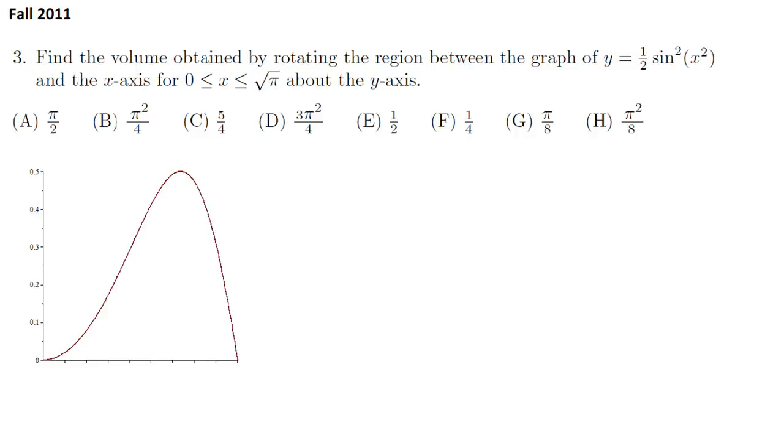Find the volume of the solid obtained by rotating the region between the graph of y equals 1/2 sine squared of x squared. You don't have to know it looks exactly like this, but I want to draw it for you. Sine of x squared, and then I'm going to throw a square around the whole thing. Okay, that's the function there, and they tell you it goes from 0 to root pi.